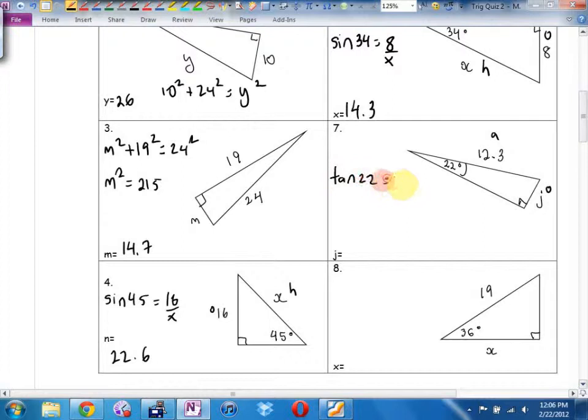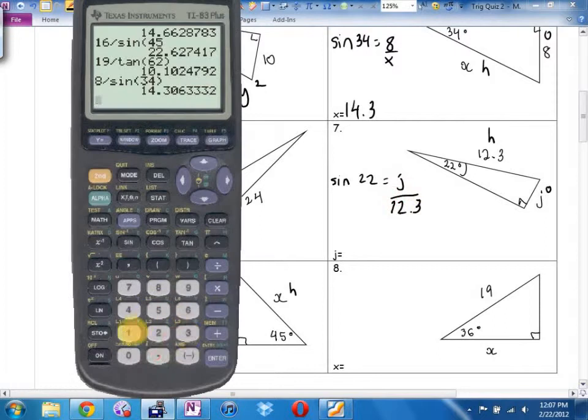Tan 22 equals, it's not tan, Mr. Dueck. Good gosh, it's not adjacent, Mr. Dueck. Good gosh. Is that why you asked? Because I made a mistake. How about let's call that hypotenuse, Mr. Dueck. Good gosh. Sine 22 equals j over 12.3. It's going to be 12.3 times the sine of 22.